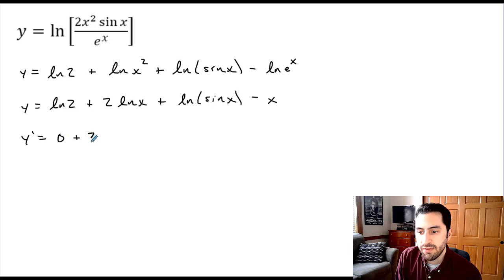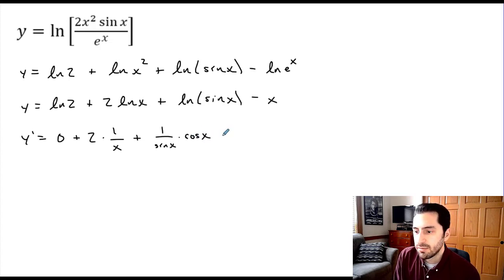My second term, I have the 2 times the natural log of x. The derivative of the natural log of x is 1 over x. In my next term, I have the natural log of the sine of x, and here we are going to need to use the chain rule. So the derivative of the natural log, we get 1 over whatever is inside those parentheses, and then multiplying this by the derivative of the inside, so the derivative of sine is cosine. And then our last term, if I take the derivative of x, we just end up with 1.